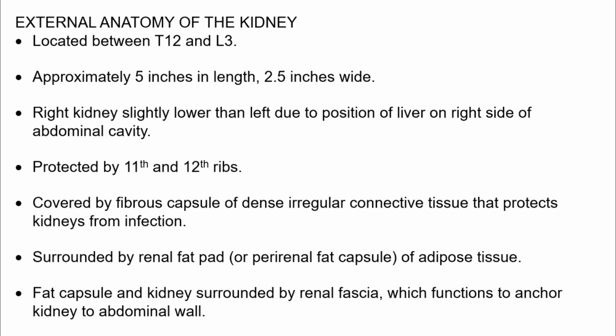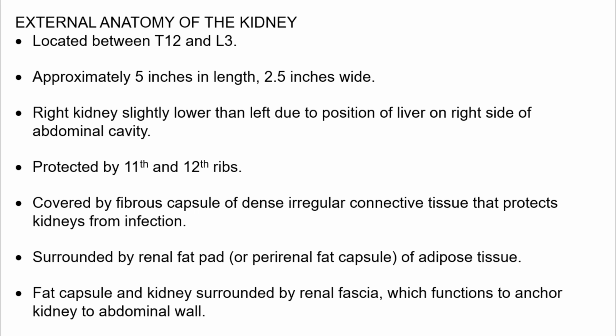The kidneys are located between the 12th thoracic vertebra and the 3rd lumbar vertebra on the left and right lateral sides of the abdomen. They are approximately 5 inches in length and 2.5 inches wide. The right kidney is slightly lower than the left kidney due to the position of the liver on the right side of the abdomen. The kidneys are protected by the 11th and 12th ribs on the posterior side.